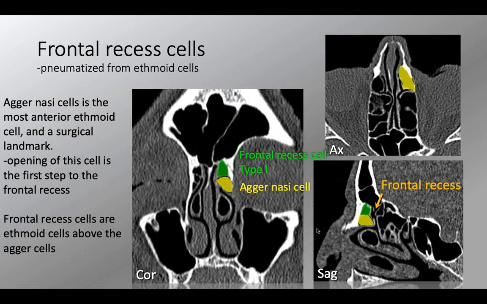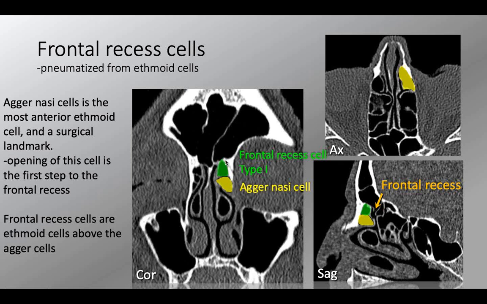We have something called the frontal recess cells. These are cells pneumatized from the ethmoid cells. And agger nasi cells is one of them. It's the most anterior ethmoid cells, as I said, and it's a surgical landmark. And opening of this cell is the first step when they do surgery close to the frontal sinus.